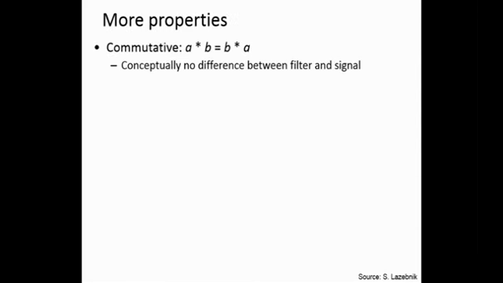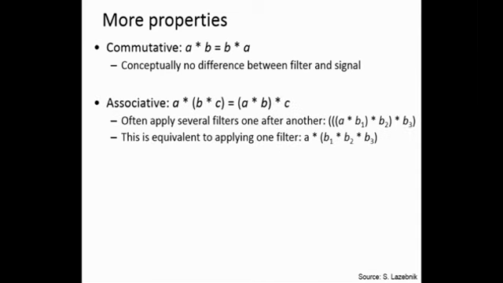Some more properties. It's commutative, so filtering A with B is the same as filtering B with A. Associative: if you filter B with C and then filter A with that result, that's the same as filtering A with B and then filtering that result with C. As an example, if you had two smoothing filters, you could apply one smoothing filter to the other and then apply that result to your image to smooth it. Or you could apply those two smoothing filters successively to your image. Either way, you'd get the same output.